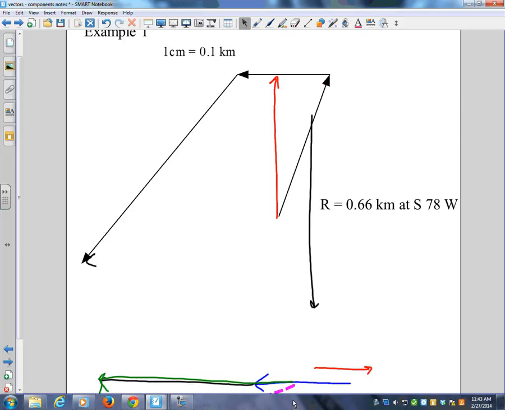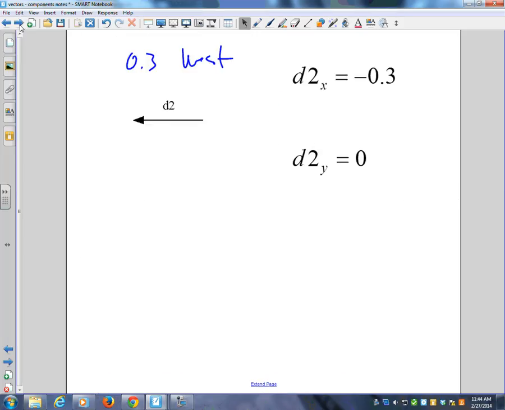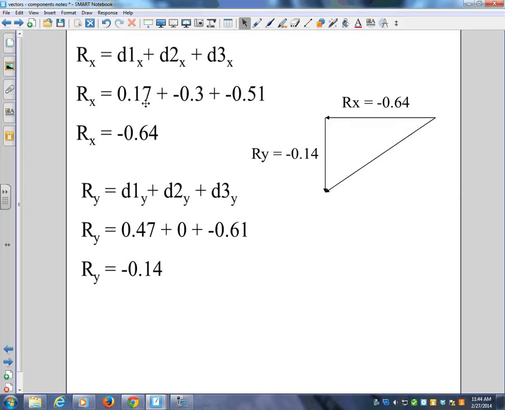Right? Numerically, it'd be something like that, I think. So take all the x components and add them together. 0.17 plus minus 0.3 plus minus 0.51. Are the negative signs important here? What does the negative sign mean? That it's going left, right? So does it matter, Tony, whether it's left or right?